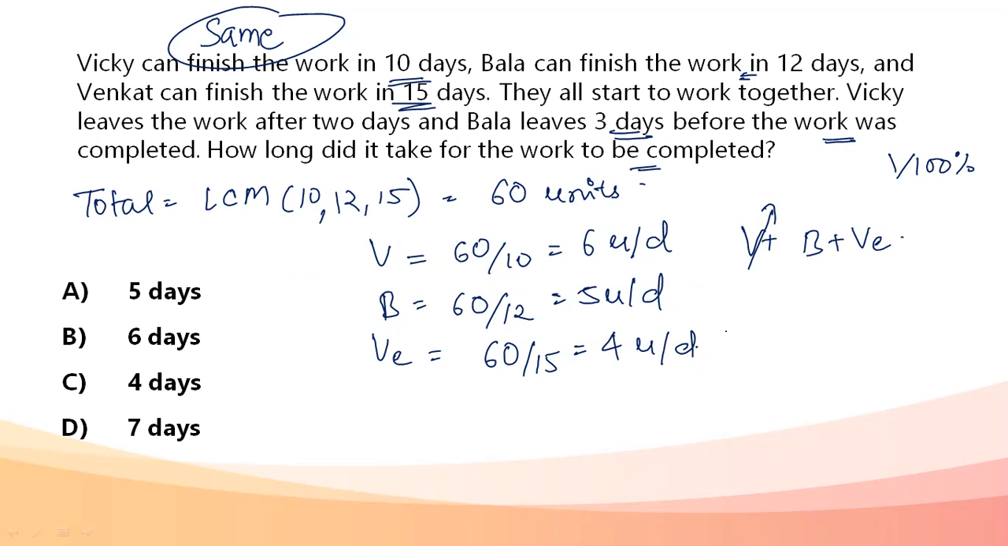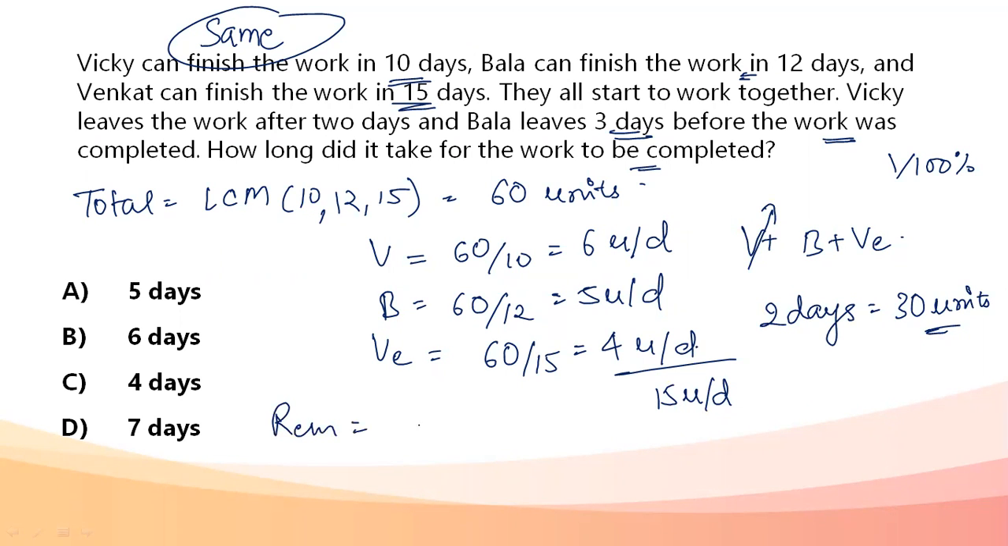So if they're working together, in one day they'll be doing 6 plus 4 plus 5, that is 15 units per day. In 2 days, they would have done 30 units. So 30 units of work is done. Now Vicky is leaving. Remaining work becomes 60 minus 30, that is 30 units. This is after 2 days. Now Vicky has already left.